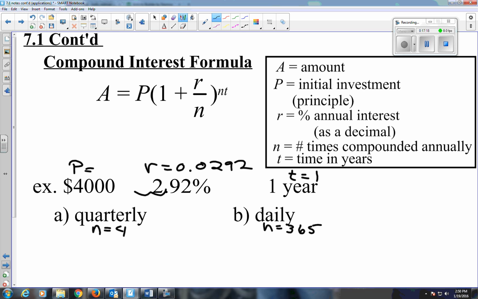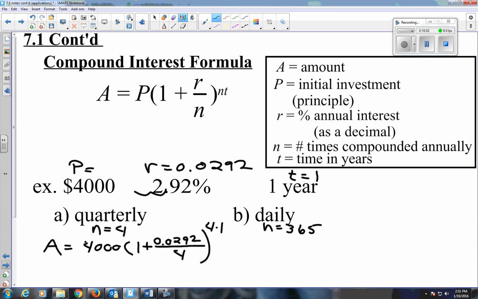Okay, so let's figure it out. When you do your problems, for every one you do, you're going to write this out. A equals 4,000 times 1 plus R, which is 0.0292, over 4, raised to the 4 times 1. So for every problem you do, I want to see that written out like that. Now you don't have to show the steps of figuring this out. At this point, you get to grab a calculator and figure it out. So I want you to do this with me so you make sure everybody gets the same answer I do.